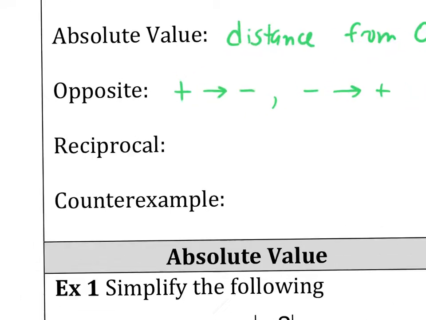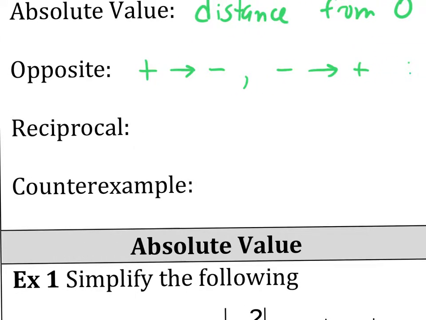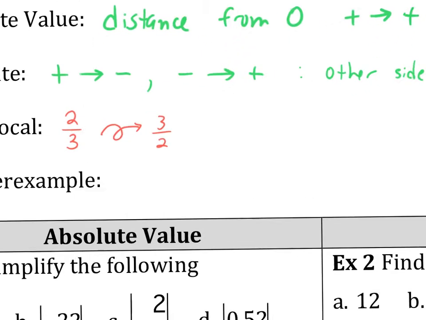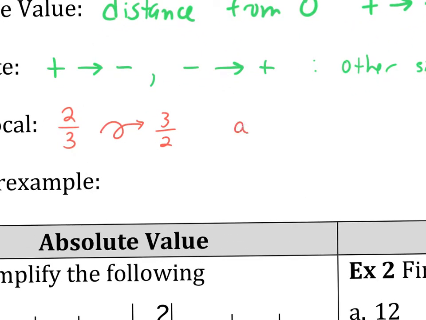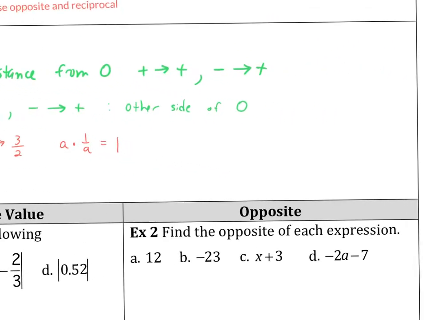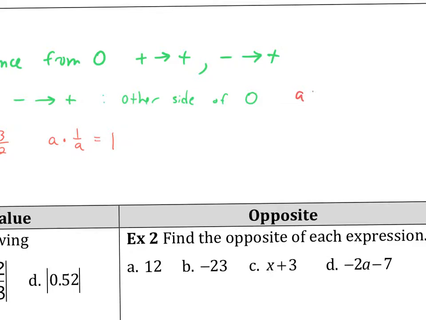Reciprocal is, practically speaking, if you have a fraction, you flip it, right? To become 3 halves. So that's how you find it. But the definition of reciprocal is this, where A times the reciprocal is 1. It's the number that when you multiply, you get 1. Opposite is the number that you add to get 0.